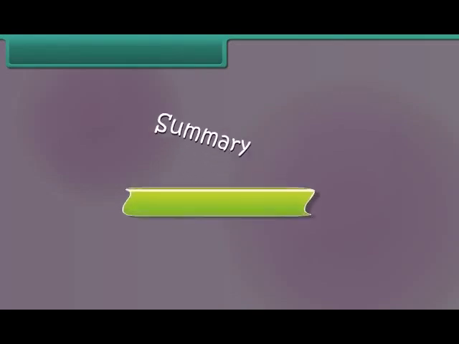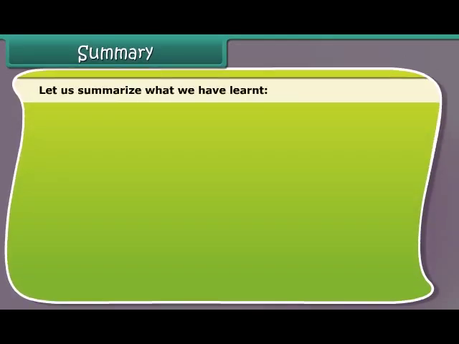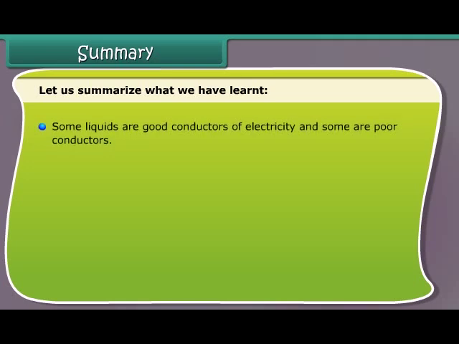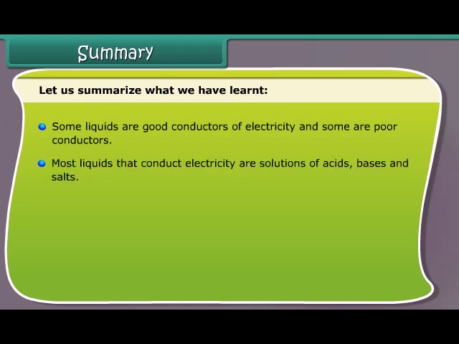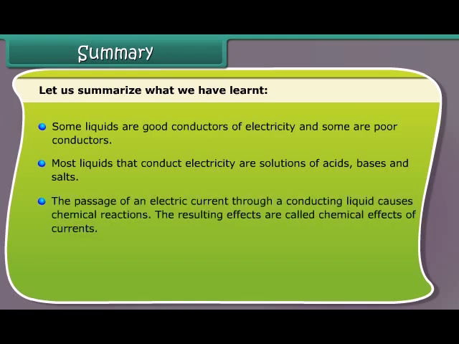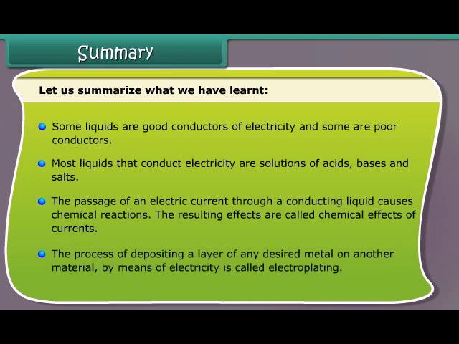Summary. Let us summarize what we have learned. Some liquids are good conductors of electricity and some are poor conductors. Most liquids that conduct electricity are solutions of acids, bases, and salts. The passage of an electric current through a conducting liquid causes chemical reactions. The resulting effects are called chemical effects of currents. The process of depositing a layer of any desired metal on another material by means of electricity is called electroplating.